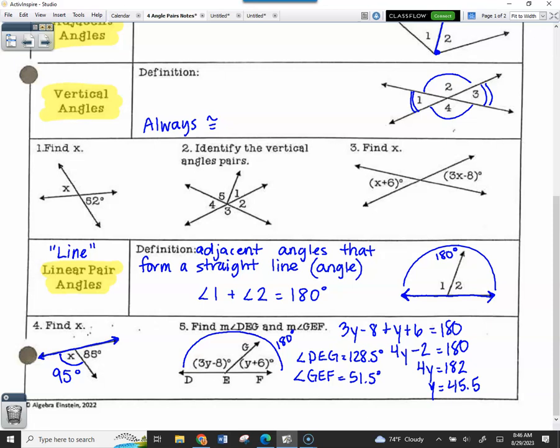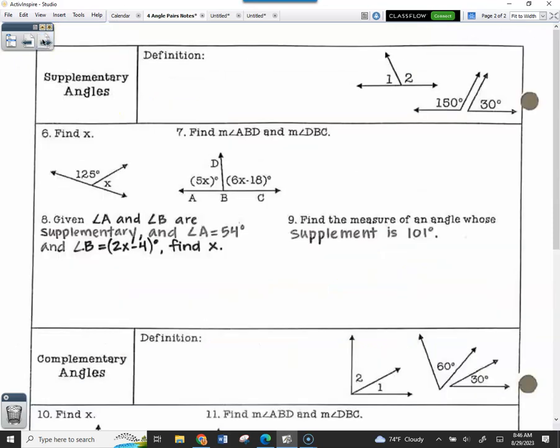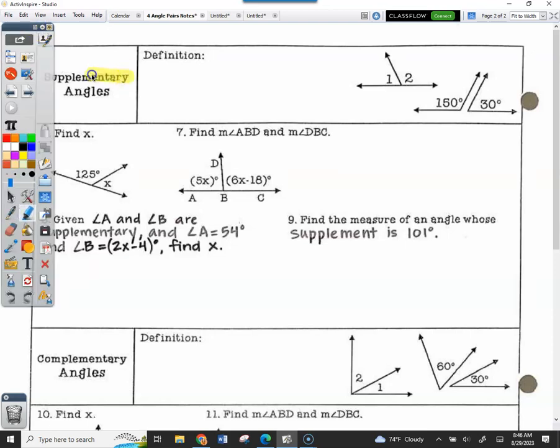All right, any questions on linear pair? You just recognize that they open up to form a straight line, and your equation is that they add together to equal 180, okay? Now, if you can do linear pair, you can do the next part, which is supplementary. And that's because, wait for it, linear pair angles are supplementary. They go hand in hand.